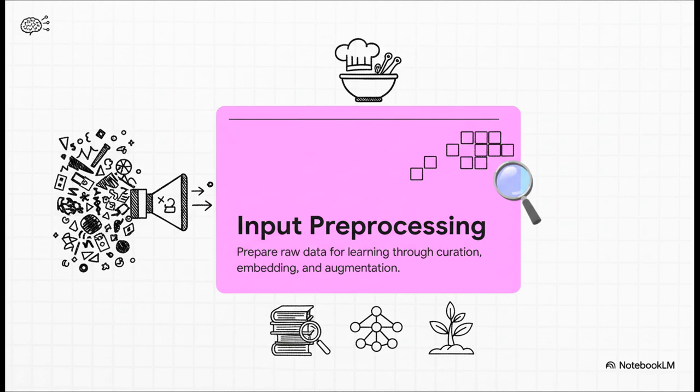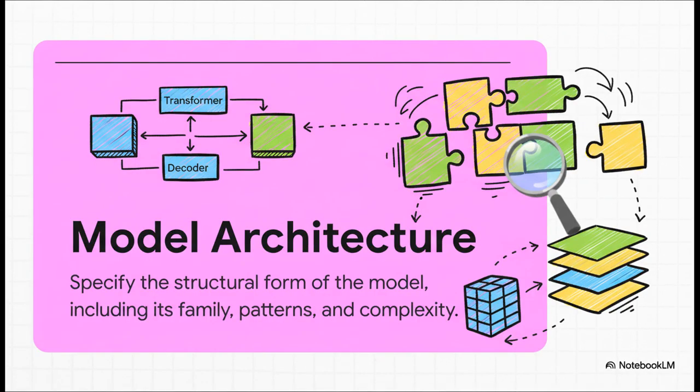Okay, first up, input pre-processing. This is everything that happens before the model even sees the data. You can't just throw a messy folder of pictures or a raw text file at an AI and expect it to work. Nope. You have to clean it, format it, maybe even create new examples from the old ones. It's kind of like a chef, you know, carefully prepping all the ingredients before they even think about lighting the stove. And this step is, well, it's everything. Because if you start with junk data, you're going to get a junk model. It's that simple.